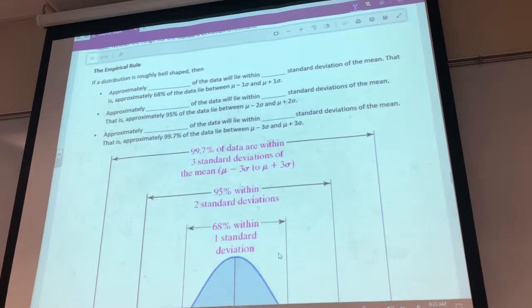So fill it in. It's already listed there on the graph, but it's going to be 68% of the data lie within one standard deviation of the mean, and then they give you those bounds right there. You've also got 95% within two standard deviations, and 99.7% within three standard deviations.